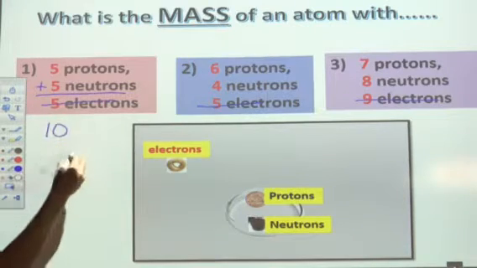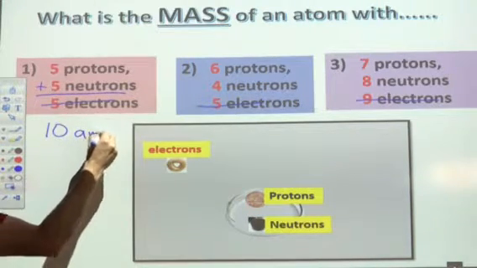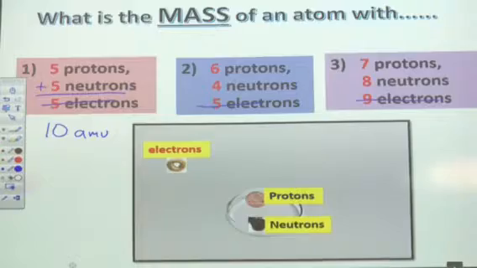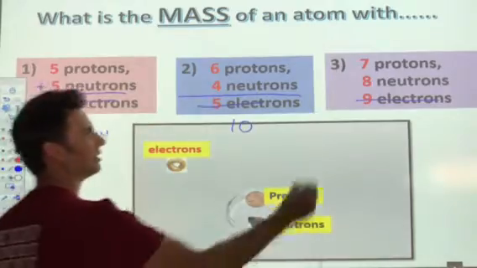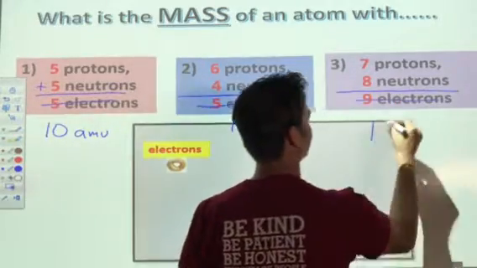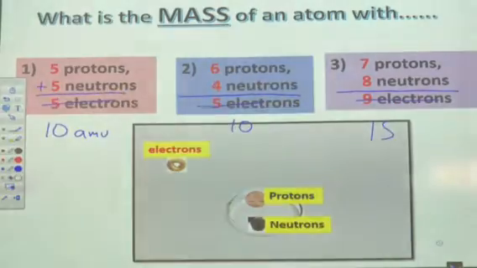So this would have a mass of 10 atomic mass units. So you just add protons and neutrons to get mass. This one would also be 10 atomic mass units, and this one right here would be 15 atomic mass units. So you get the mass, you add the protons and neutrons.